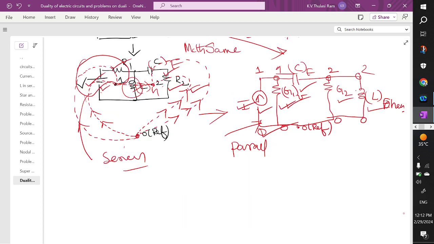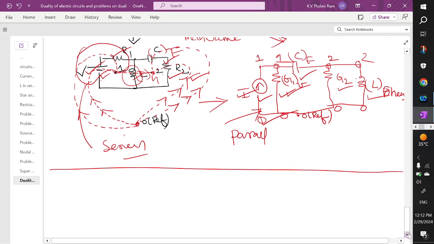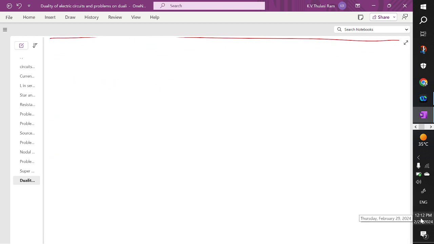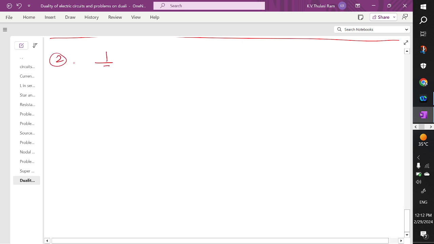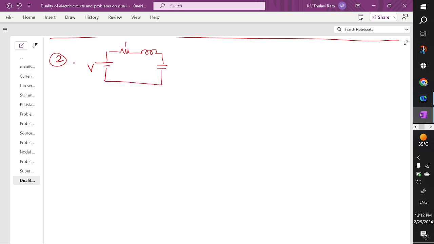Let's try to solve one more problem which will make things much better. So we have a network like this. Second problem, we have a voltage source, we have a resistor, an inductor, and a capacitor. So this is R, this is L Henry, C Farad, and the current I1 is flowing. So the question asked is to draw the dual network for the given circuit.